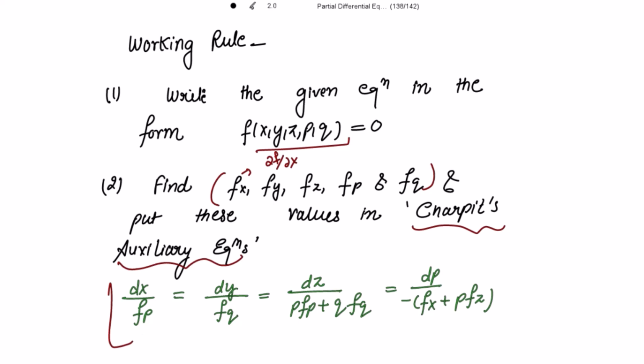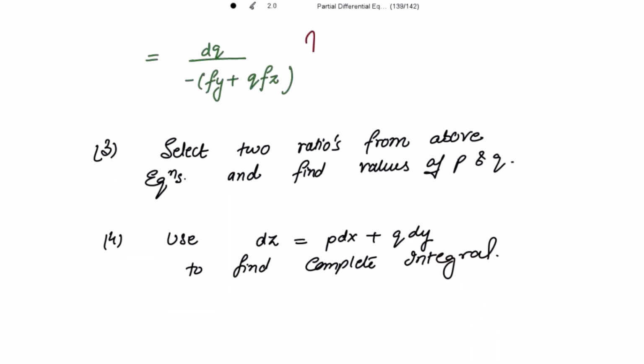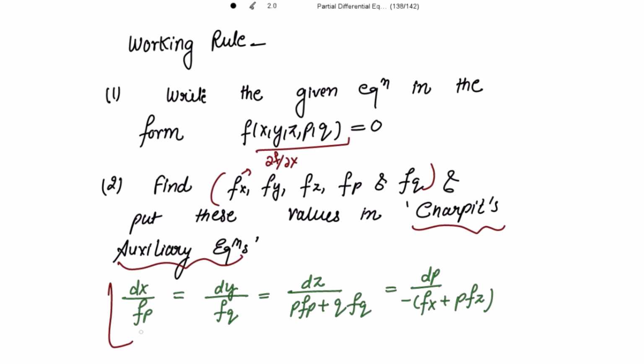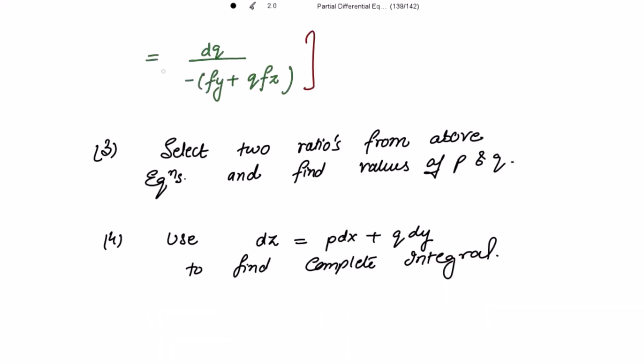It is very easy to remember these equations. First it is written dx divided by fp equals, when writing dy, just divide by fq. For dx divide by fp, for dy divide by fq. Then dz divided by p into fp plus q into fq. Then it is equal to dp divided by negative of fx plus p times fz. Then also equals dq divided by negative of fy plus q times fz.